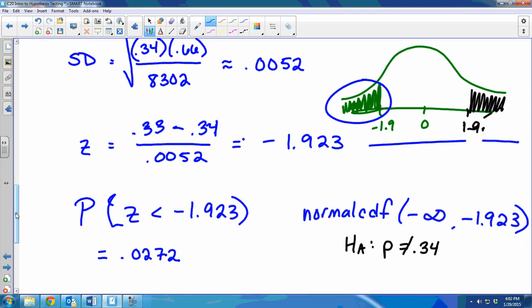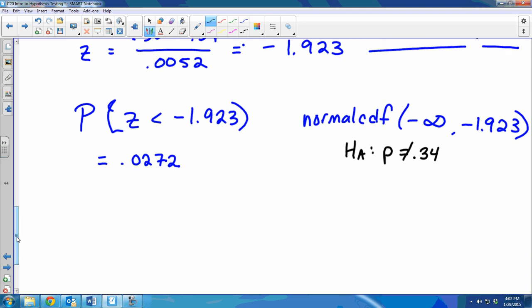Okay? So it should be the same. It's symmetric, normal symmetric. So what we're going to do is we're going to multiply this by 2. So our p-value is actually 0.0545. Okay?